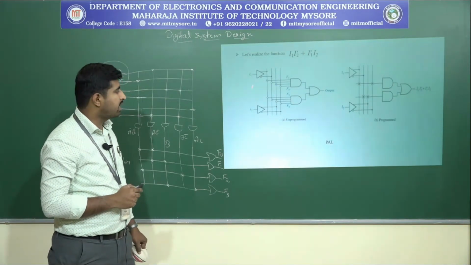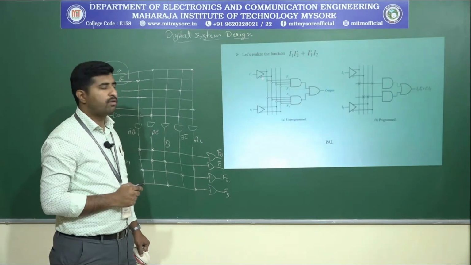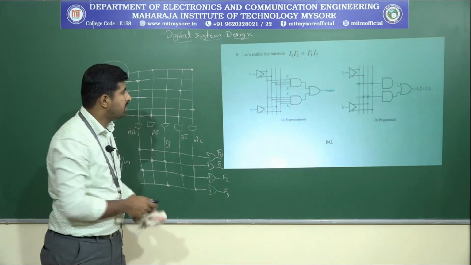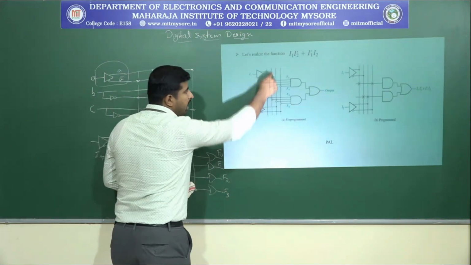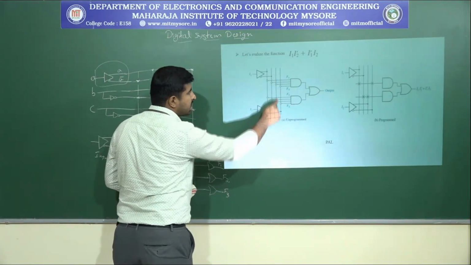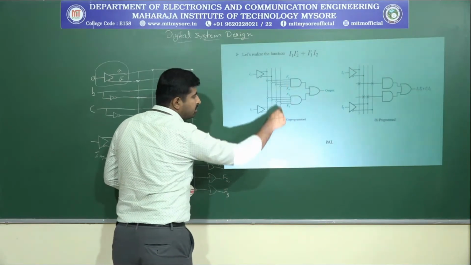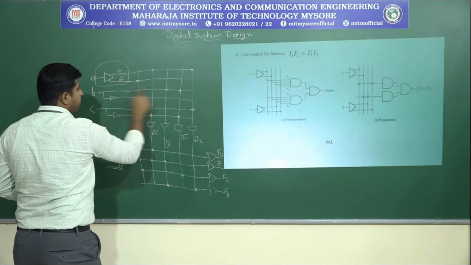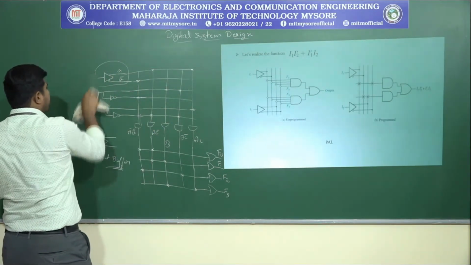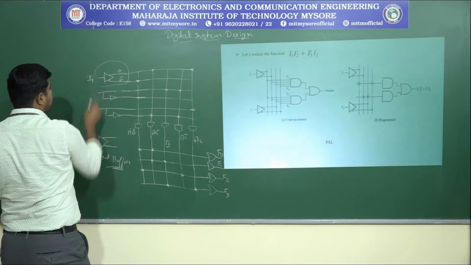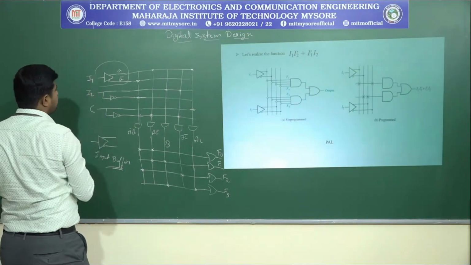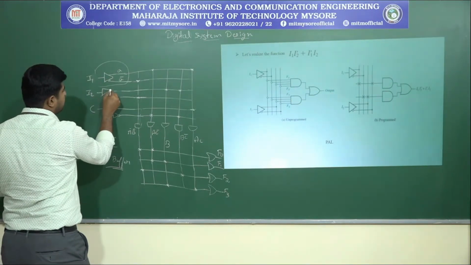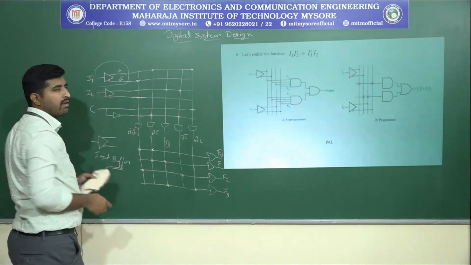We have two inputs I1 and I2. By using the input buffer, we have an I1 line and an I1 bar line. Similarly, this corresponds to I2, and this is connected to the I2 bar. These are all the four lines we have. Similarly, we have here I1 and I2 represented with input buffers.